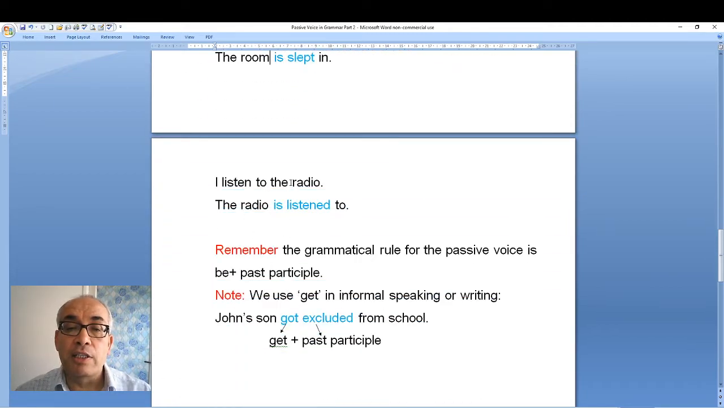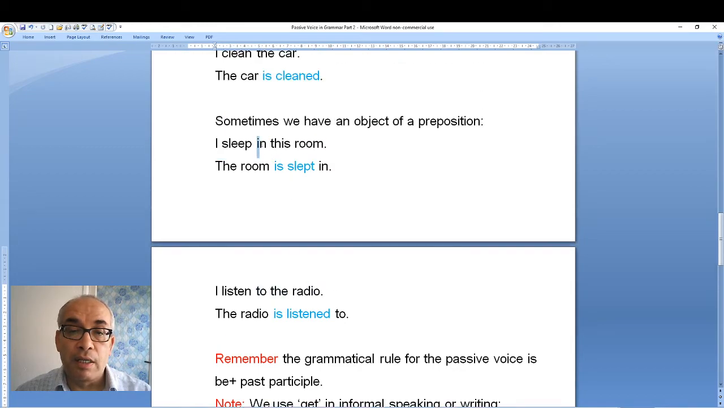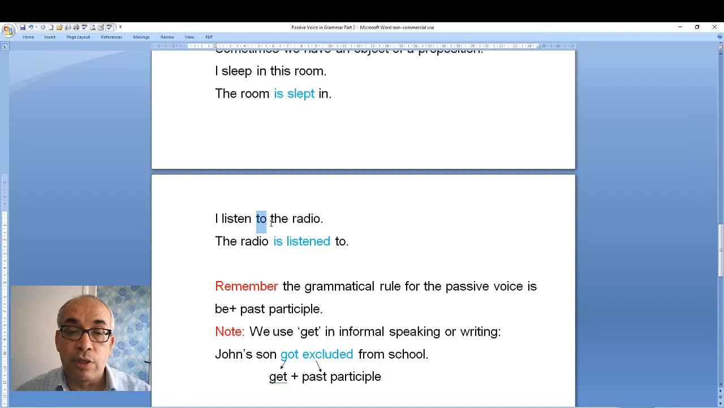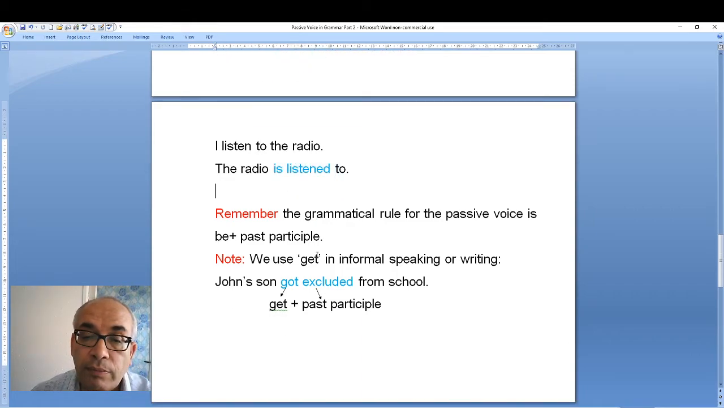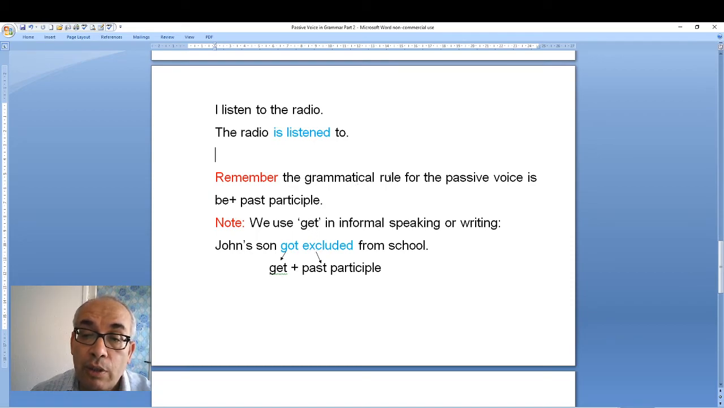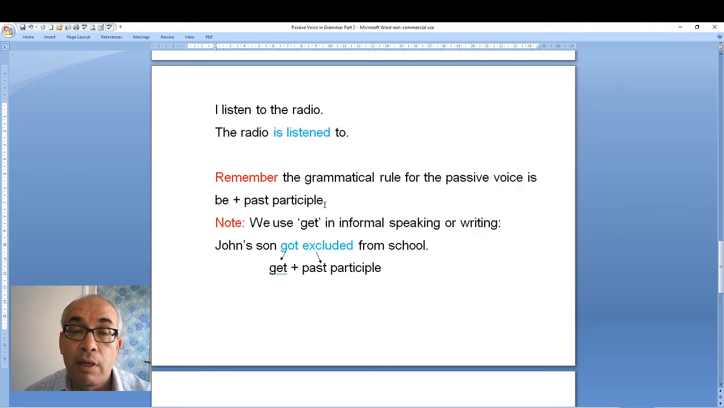Another example, I listen to the radio. The radio is listened to. Again, to is what? A preposition, and radio is the object, just like this one here. In is a preposition. This room is the object of in. The same here. To is a preposition. The radio is the object of to. So the radio is listened to. Is listened is passive voice. Remember, the grammatical rule for the passive voice is be plus PP. PP is past participle of the verb.